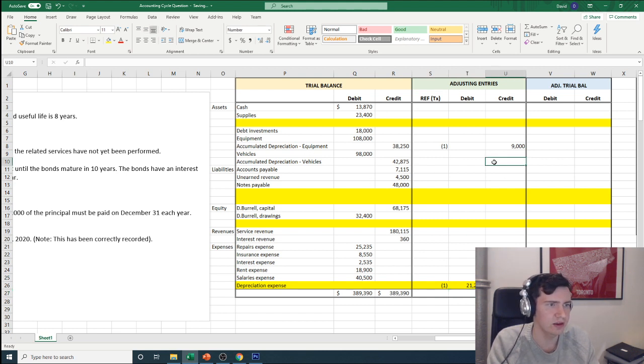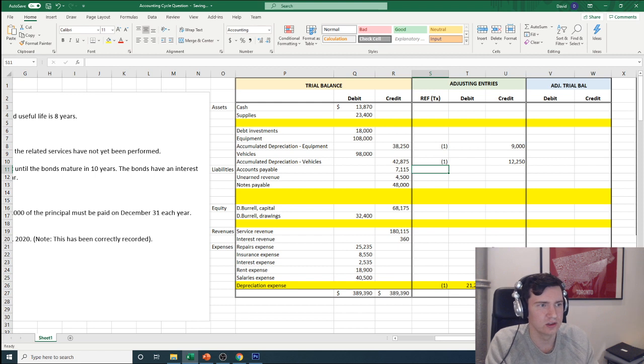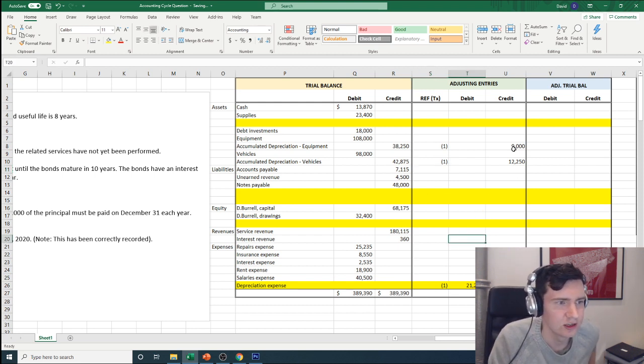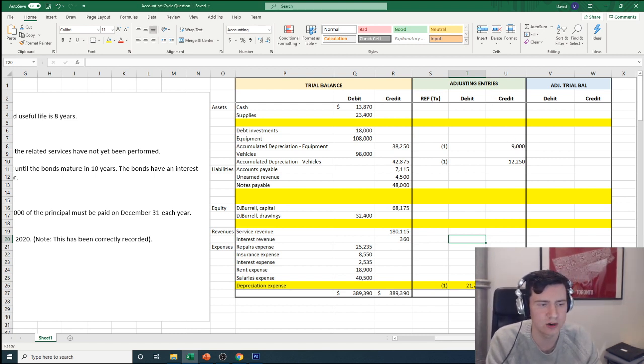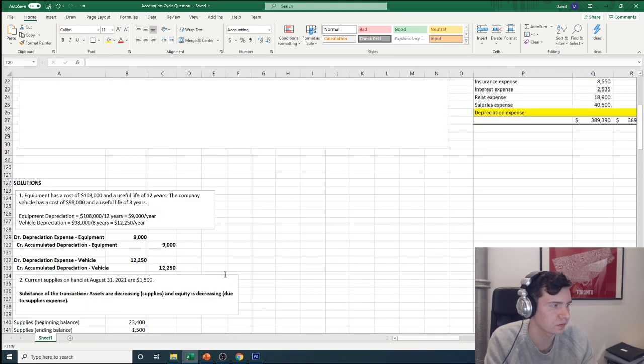And in the vehicles, I'm going to add, well, since that's our first adjusting entry as well, it's just the second part of our first adjusting entry, I'm going to now also add 12,250. So now we have on the left side 21,250, right side 21,250. So that first adjusting entry was posted correctly. Let's go ahead and move to the second one.